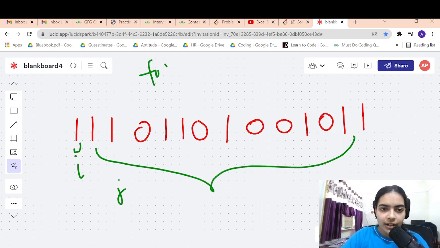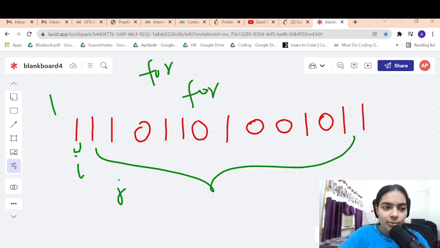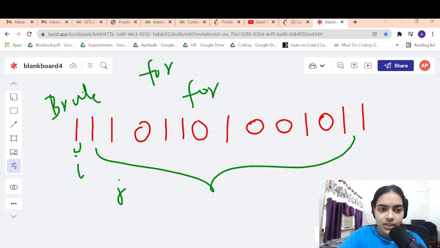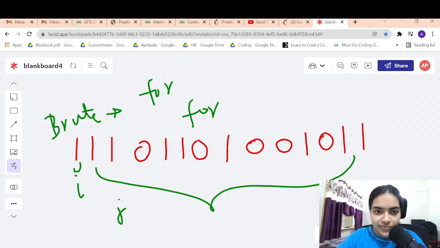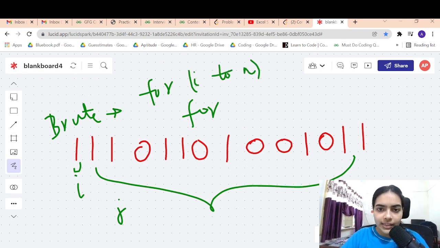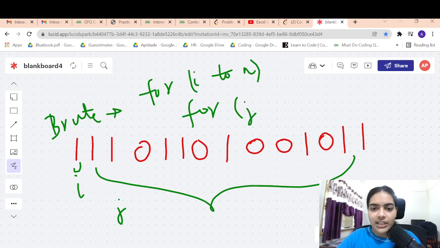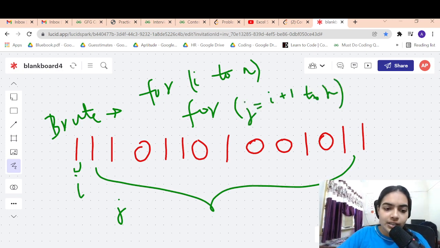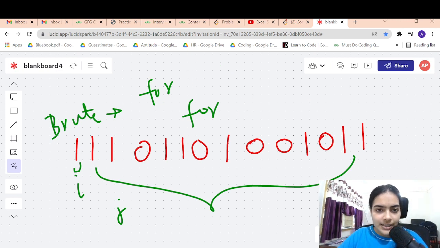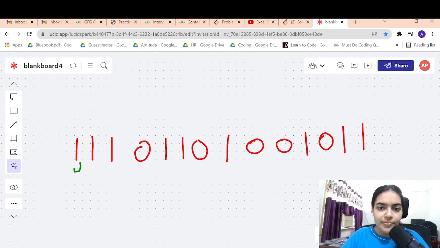So let me write it down. You have two for loops. This is the brute force approach that we are discussing, to first of all list down all the subarrays. You're going to start with the first for loop i from 0 to n, and the next for loop you will start with j. j ranges from i plus 1 to n, right? So you can list down all the possible subarrays, and it will be O of n square, right, to list down all the subarrays.